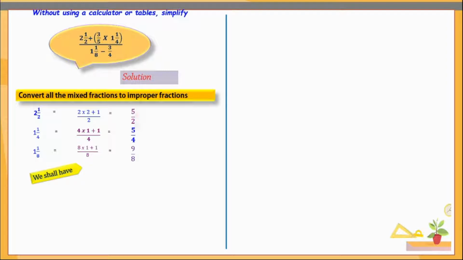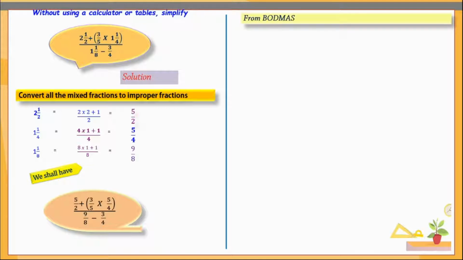So now when we combine everything, we shall have 5 out of 2 plus 3 out of 5 times 5 out of 4 divided by 9 out of 8 minus 3 out of 4. So now let's continue. From BODMAS, we first have to simplify the terms inside the brackets. The terms inside the brackets are 3 out of 5 times 5 out of 4. So now let's first handle the terms inside the bracket.